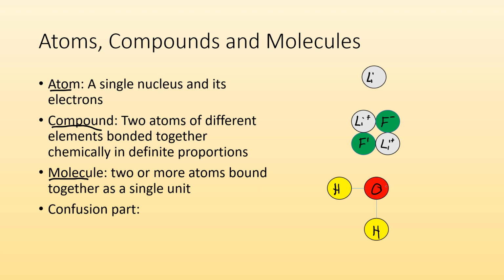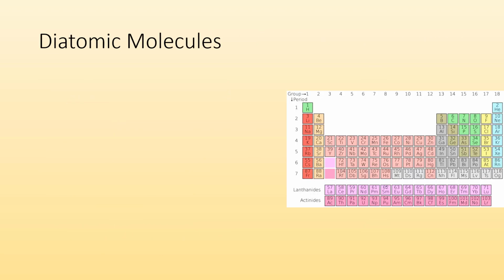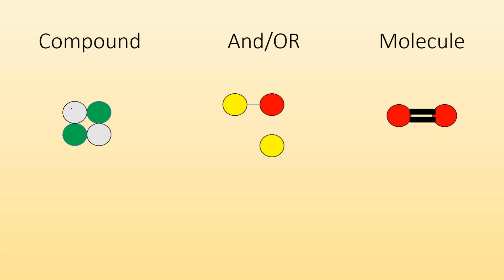Here's where it gets a little confusing because they're not describing necessarily opposite things. There are molecules that aren't compounds, and there are compounds that aren't molecules. Let's take a look at an example. This is definitely a compound because it's made of two elements and they're bonded together chemically. So that makes it a compound. Check. Is it a molecule? No, this is not a molecule.